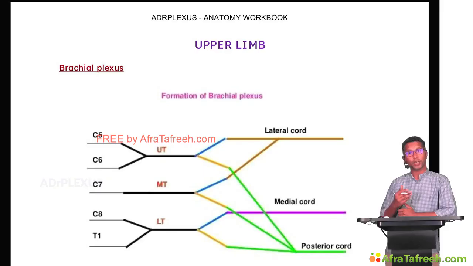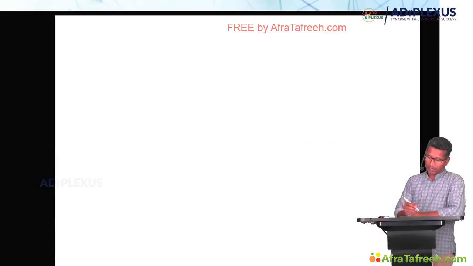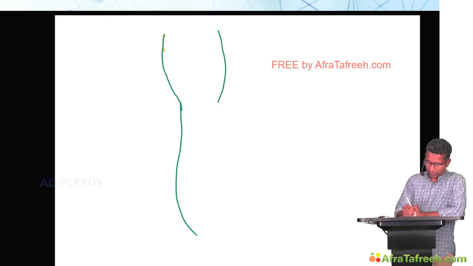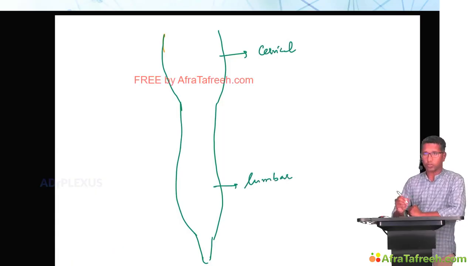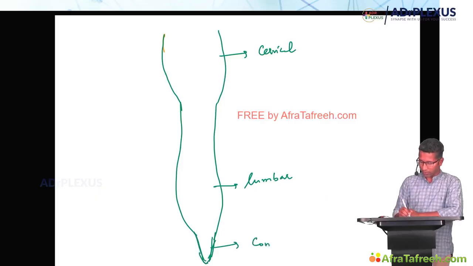Before going into brachial plexus, guys, I want you to learn a few basics in the nervous system. See, you all know the spinal cord has the following structure like this. I hope you know the spinal cord has two enlargements: one is called the cervical enlargement, another one is called the lumbar enlargement, and then the spinal cord finally ends in a tapering end, forming the conus medullaris.